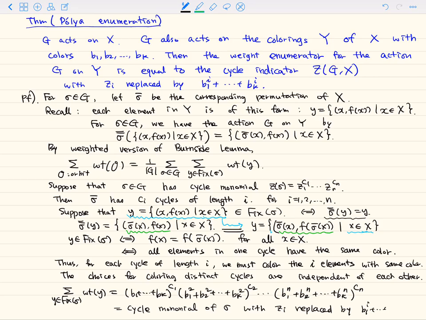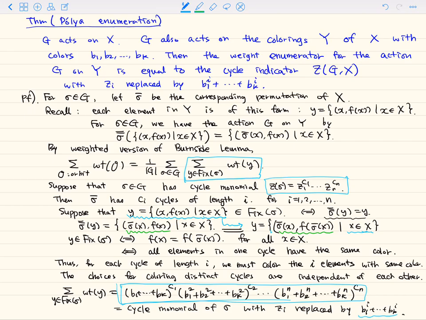Okay. So just compare this and this. They are the same if you replace Z by this. So here, this part is equal to this part over here that I just mentioned. So if you replace this part with this part, we will get the desired statement. So this is the proof of the theorem by Polya.